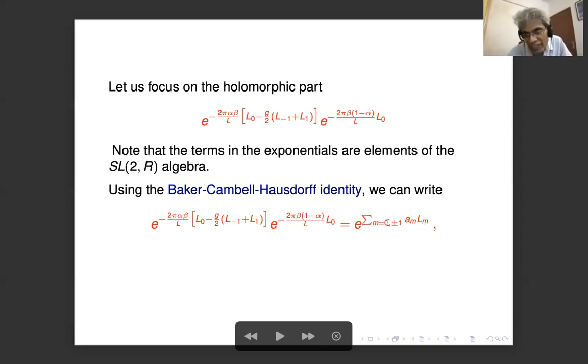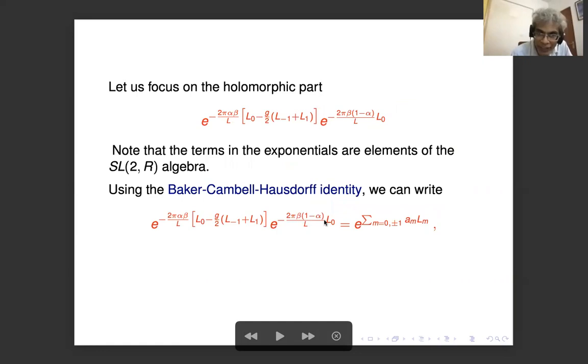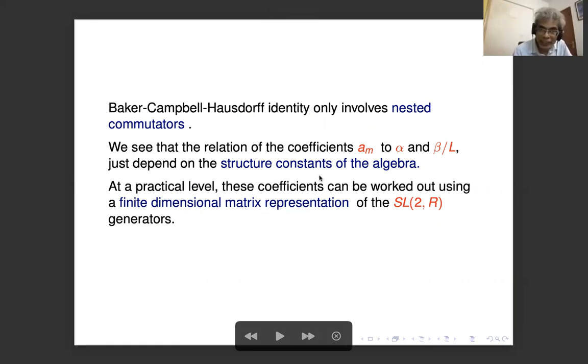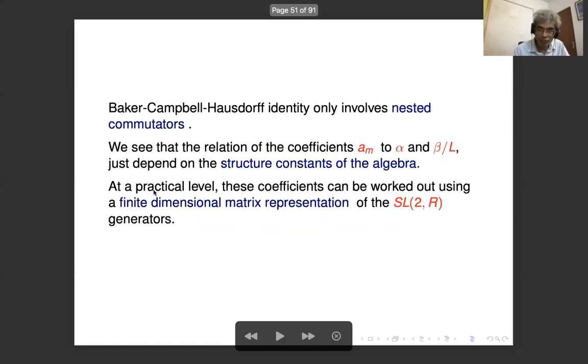So we can exponentiate it, and it is a_m L_m. Now, how to find this a_m is the broad question, right? The Baker-Hausdorff identity involves only nested commutators, and therefore we see the relation. What we have initially is G, beta, alpha, and somehow we have to relate a_m to all these things. That seems complicated, but it just depends on the structure constants of the algebra, because what we have is always nested commutators. At a practical level, you can work it out using a finite dimensional matrix representation of SL2R. And that's what we do.